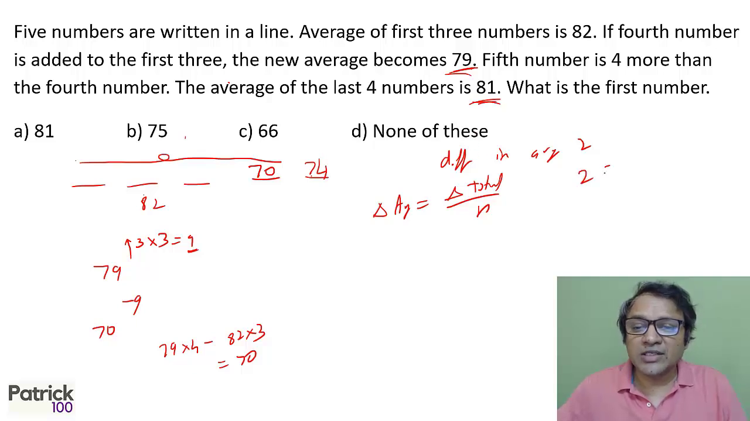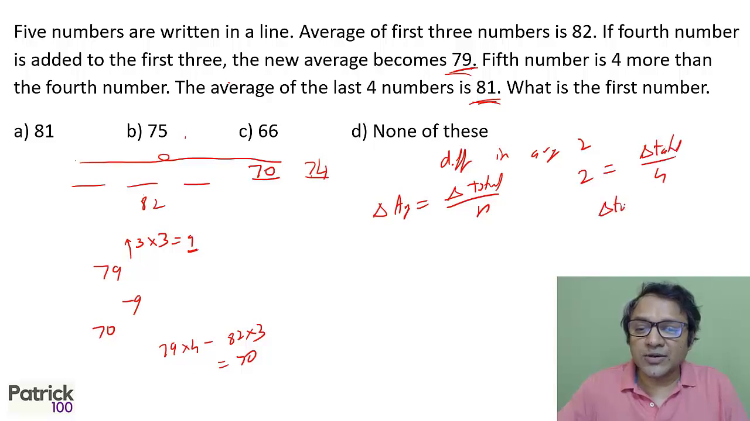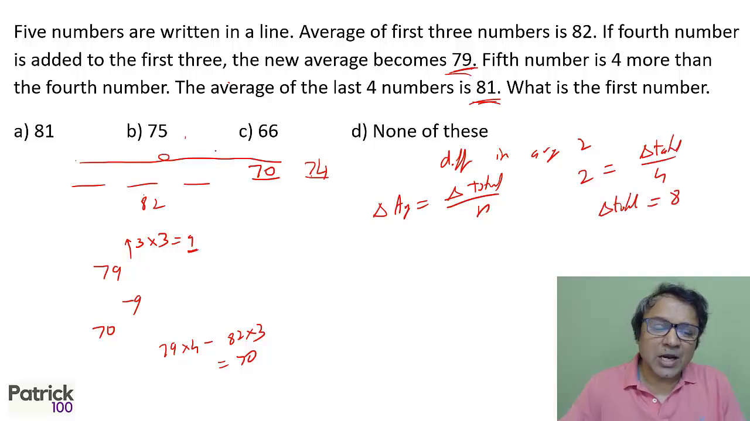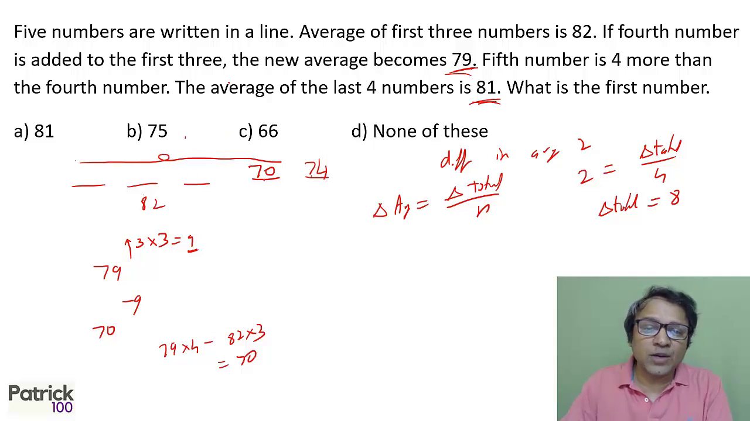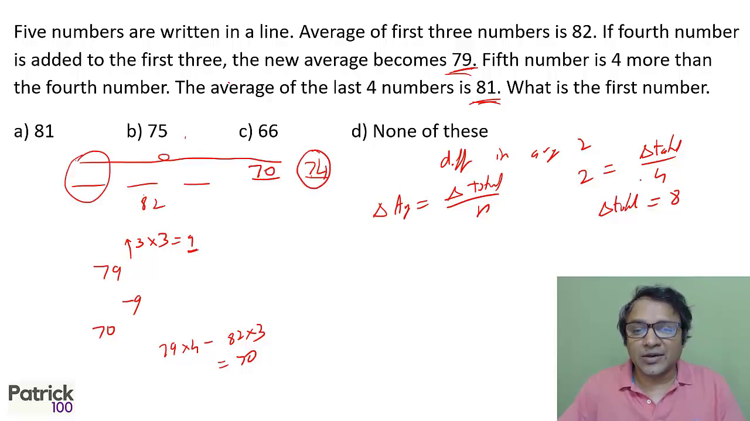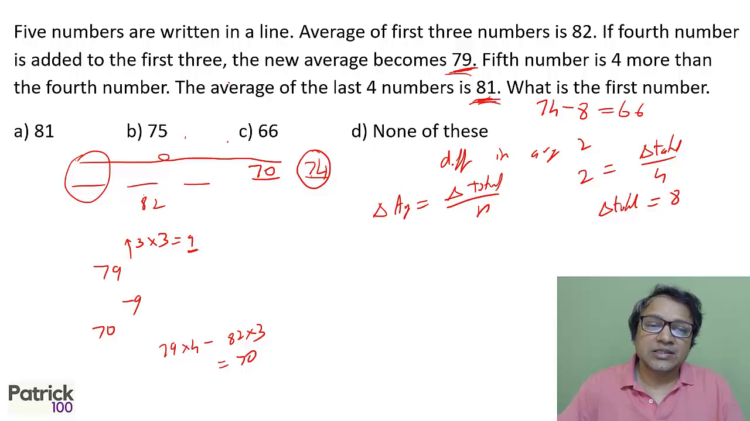So change in average is change in total upon 4, or change in total is 8, which you can directly make out: change in average is 2 for 4 numbers, so 8. So the difference in total between the last number and the first number is 8. The last number is more than the first number because 81 is more than 79. Which means I want the first number. First number will be 74 minus 8, which will be 66. C option is the answer.